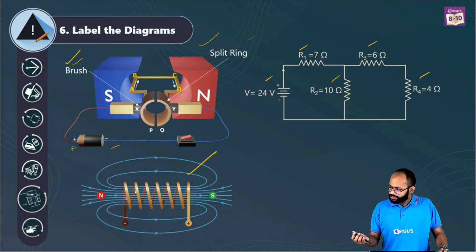Copper wire. Copper is a very good material. It's a very good conductor. See, silver, we can't afford, right? So that's why copper, although it is also expensive, but at least cheaper than silver.